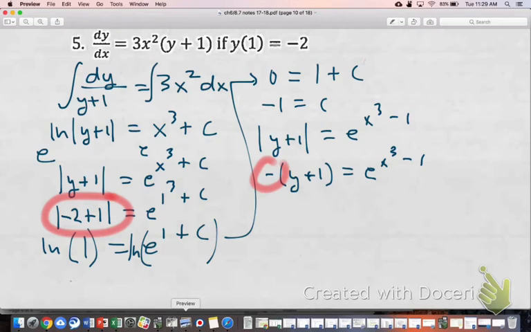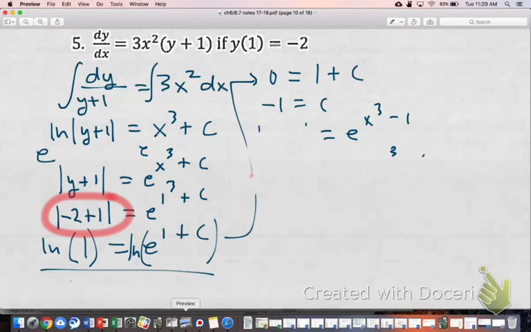Jake? So what if instead of doing ln of each side, you multiply the bases? So you said like... Okay, slow down. Instead of doing ln of both sides, you're talking about this step right here? No.